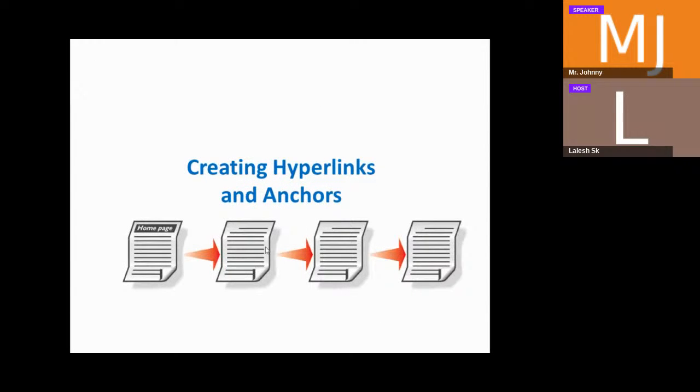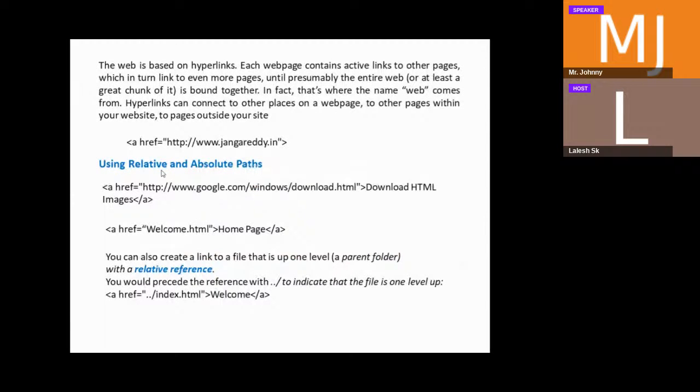Next one, we have started with hyperlinks. If I want to navigate from one page to other page, we can make use of hyperlinks. In hyperlinks, we have a tag called A. A indicates anchor tag, href, hypertext reference, followed by URL.